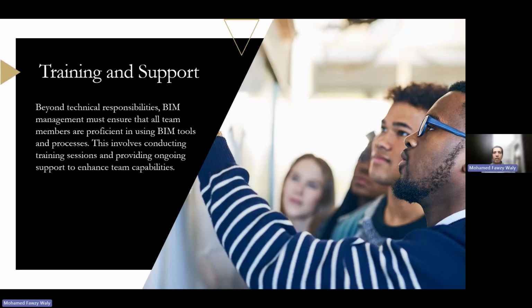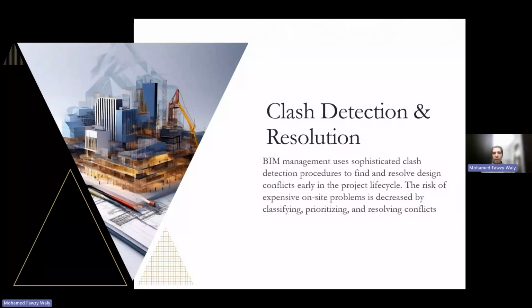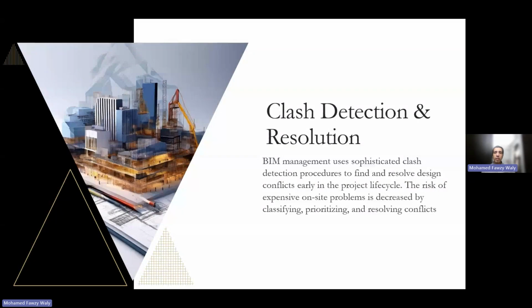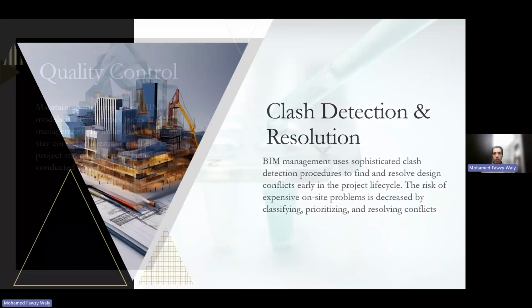As we all know, clash detection and resolution is one of the main benefits of using the whole BIM process. During BIM, we use sophisticated clash detection procedures and tools to find and resolve the conflicts in the project at early stages, as we seek to decrease the risk of expensive on-site problems. This happens when we classify, prioritize, and resolve the conflicts from an early stage, not waiting for the on-site stage, or for the later stage of the design. And this is an effective part of the BIM management role inside any project.